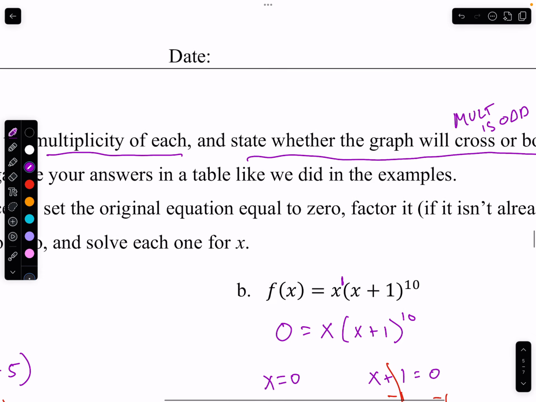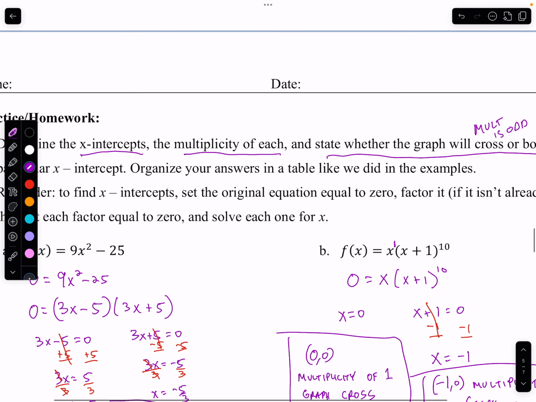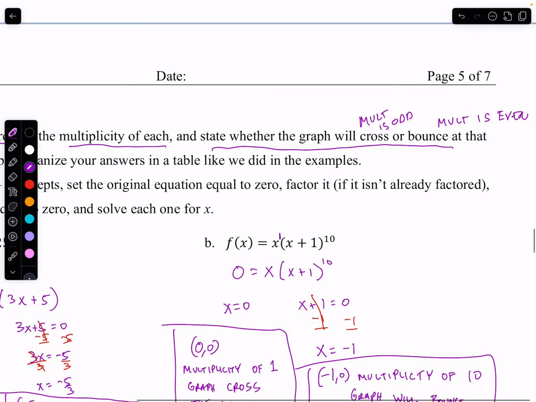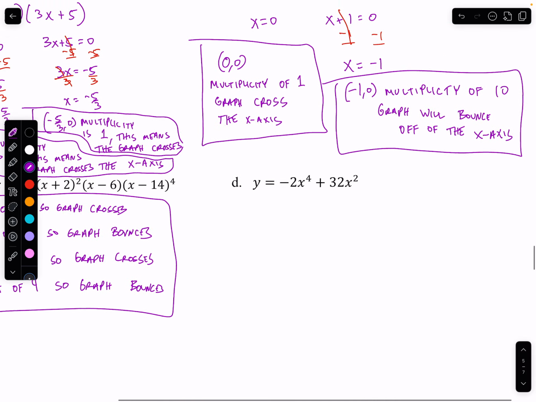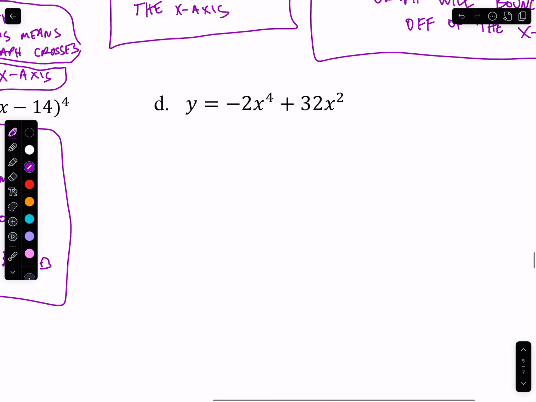All right, so we want to find the x-intercepts, the multiplicity of each x-intercept, and state whether the graph will cross or bounce. Remember, if the multiplicity is odd, that means the graph crosses, and if the multiplicity is even, that means the graph will bounce.